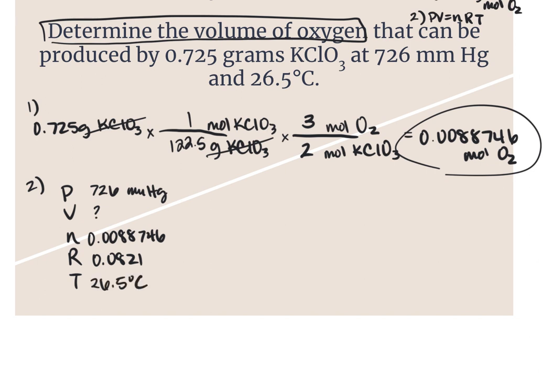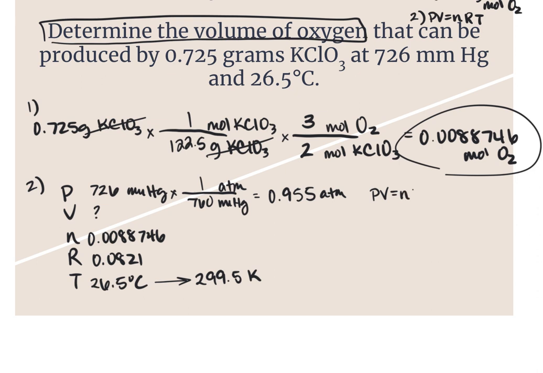So the only thing I have here to convert is going to be that millimeters of mercury. I want to turn that into atmospheres. So there are 760 millimeters of mercury in 1 atmosphere. This is equal to 0.955 atmospheres. I also need to change this temperature over. This becomes 299.5 Kelvin. So now that that's done, I'm ready to go ahead and plug in these numbers.